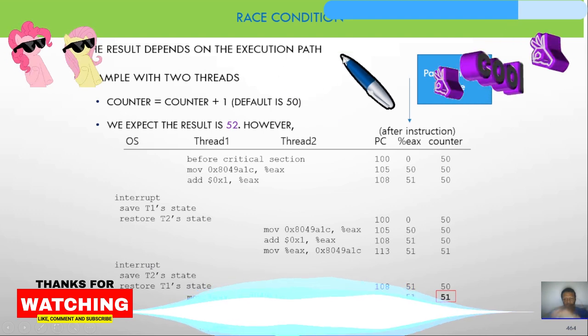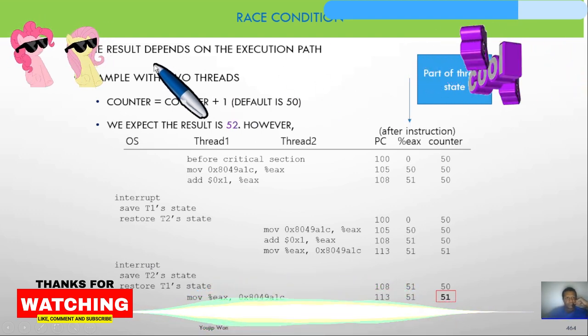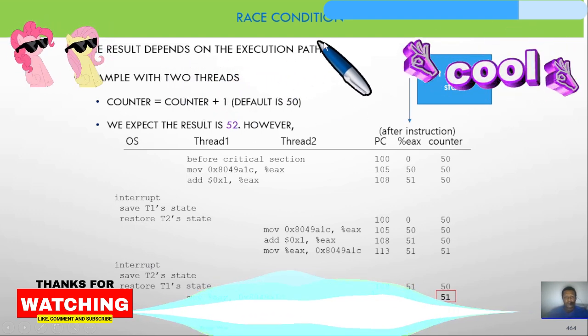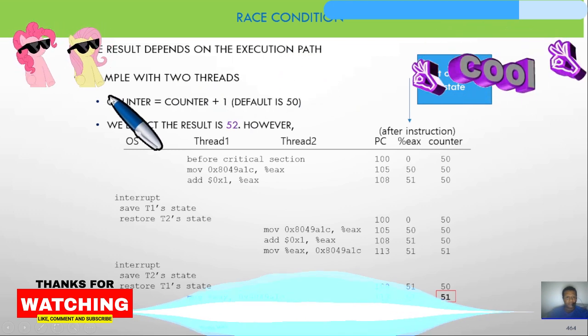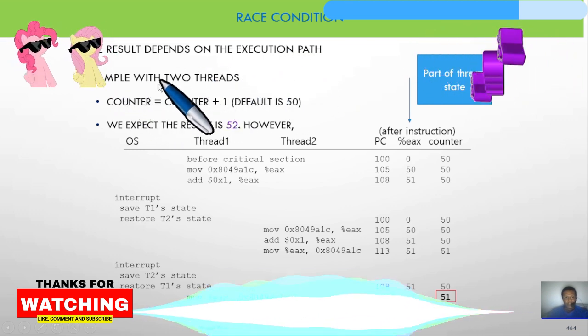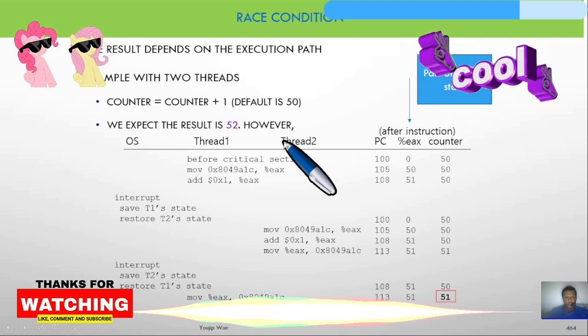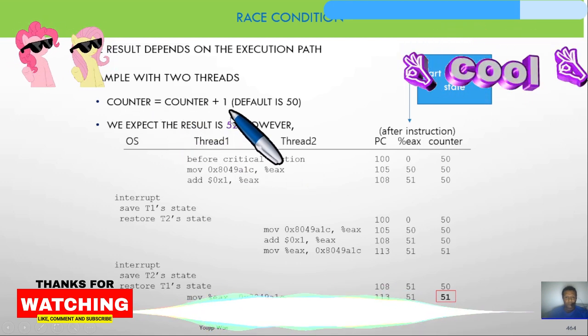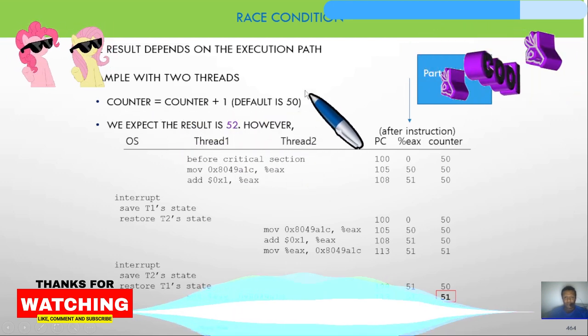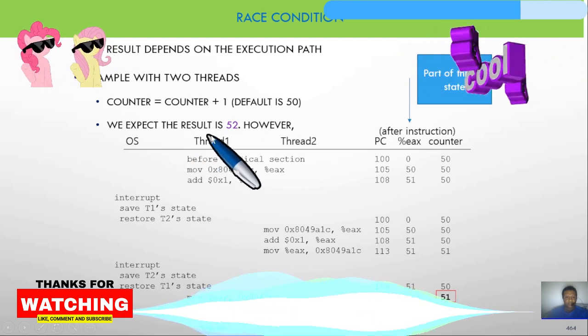So that is the race condition. The result depends on the execution path because we have different paths. Example with two threads, okay? Thread 1 and thread 2. The counter is counter plus 1. This is the default; let's make it 50 first. Then we expect the result 52.